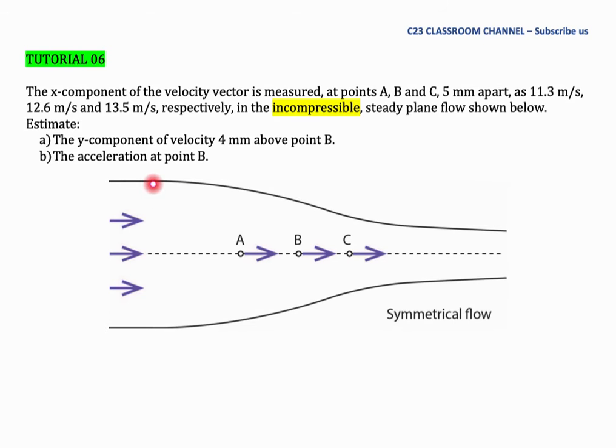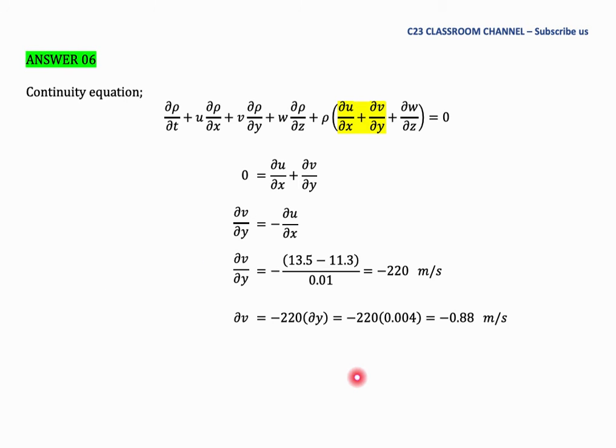So we have the chamber like this. So we have the coordinates of A, B, and C here, 5 millimeters apart, and the velocity for A, B, and C is given in the question. So we take it as the incompressible steady plane flow like this. So this is the continuity equation from our previous lesson. I hope you could remember this very well, and then we could simplify everything.